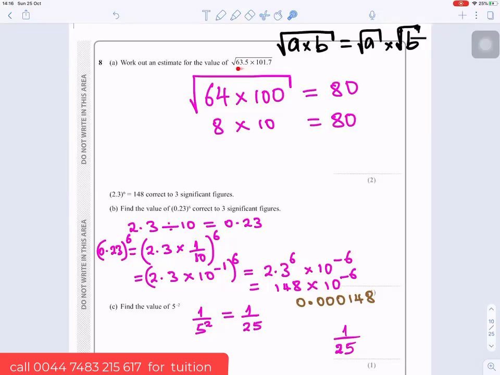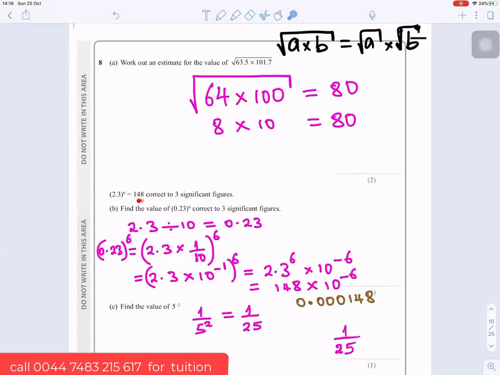So 63.5, you would choose 64 because you can work out the square root of 64. 101.7, you would use 100 because you can find the square root of 100. And using this formula on the top right, the square root of A times B is equal to the square root of A times the square root of B. So you find the square root of 64 is 8, times the square root of 100 is 10. So 10 times 8 gives you 80. Next part.